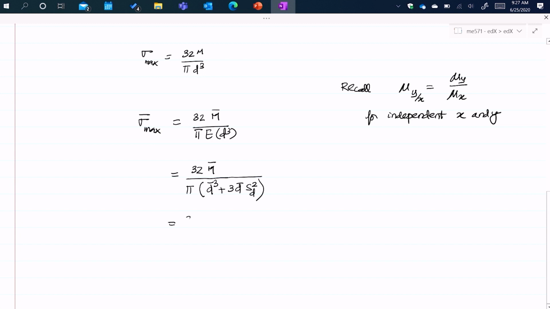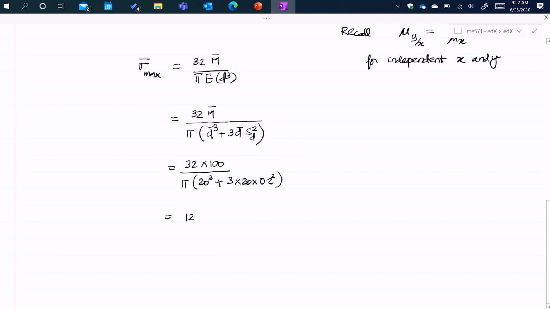So I can go ahead now and substitute the values. 32 times mean value of the bending moment is 100 Newton millimeter. We'll keep the units in newtons and millimeters here. And this will be pi times 20 millimeter cubed plus 3 times 20 times 0.2 squared. And you evaluate this, and this turns out to be 127.28 kilopascals. So with that, we worked a couple of examples on expectation and variance of simple functions. Here we had a quotient, and then we used another formula that was given to us for expected value of d cubed to solve this problem. So we'll end this module here.